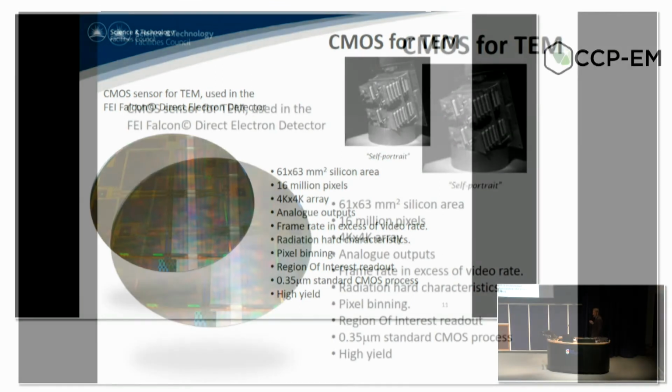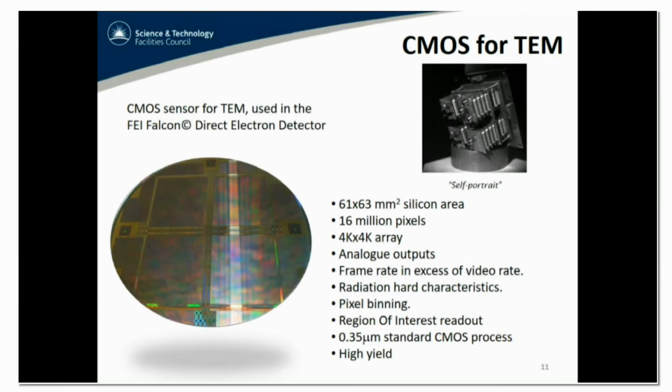The final product is the CMOS sensor for electron microscopy. As far as you know, it was the first CMOS sensor stitched. It is currently used in the FEI Falcon line for direct detection. You have a summary of the performances here.